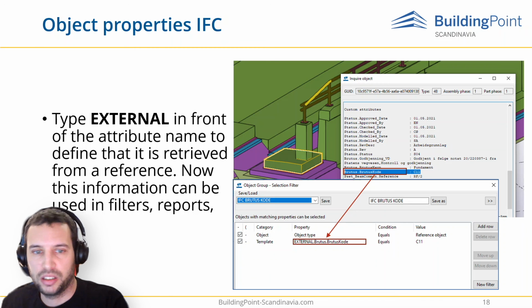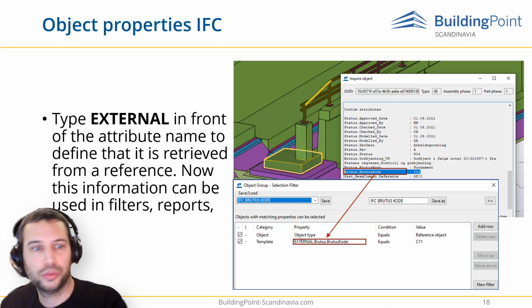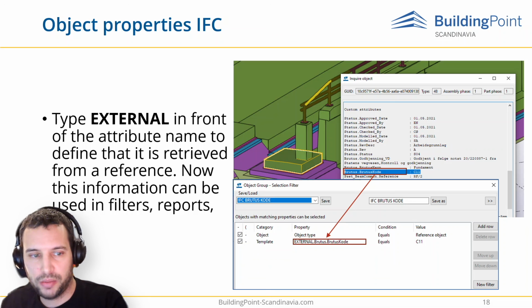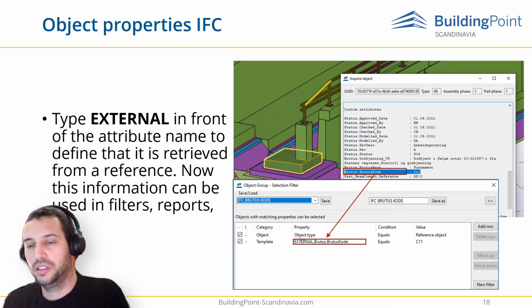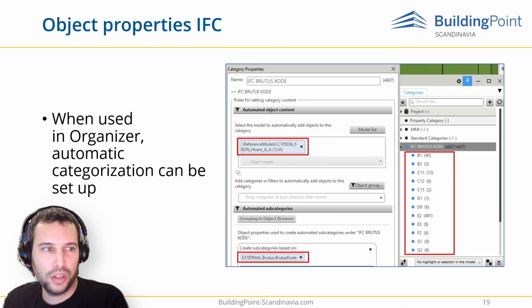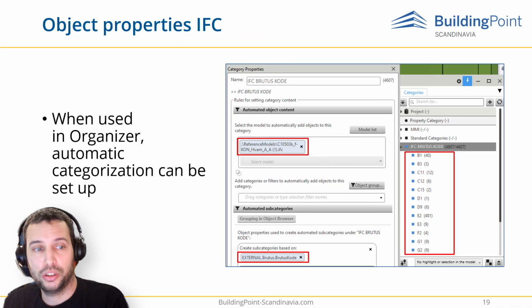After this, I can go and make a group filter, could be a selection filter, view filter, you name it. And I input it as I would normally do with a Tekla object. But in this case, I just write external dot in front of the name of the attribute. Then I save it. Now it can be used again for filters, reports, and the organizer, you name it. When you are using them in the organizer, you can actually use them for creating automatic categorization of your IFC objects. Now, wouldn't that be nice?